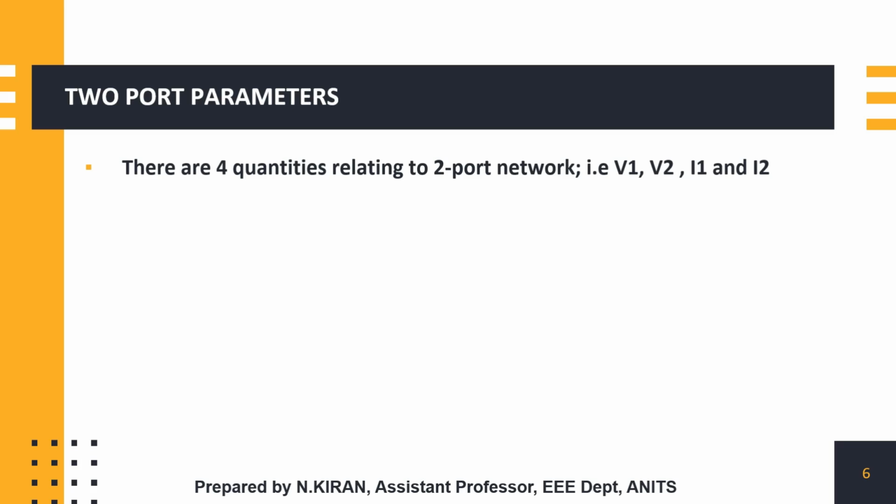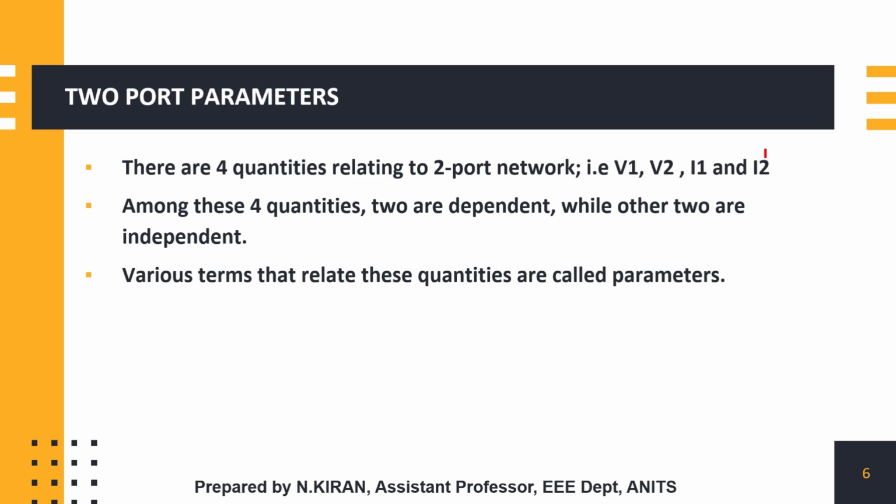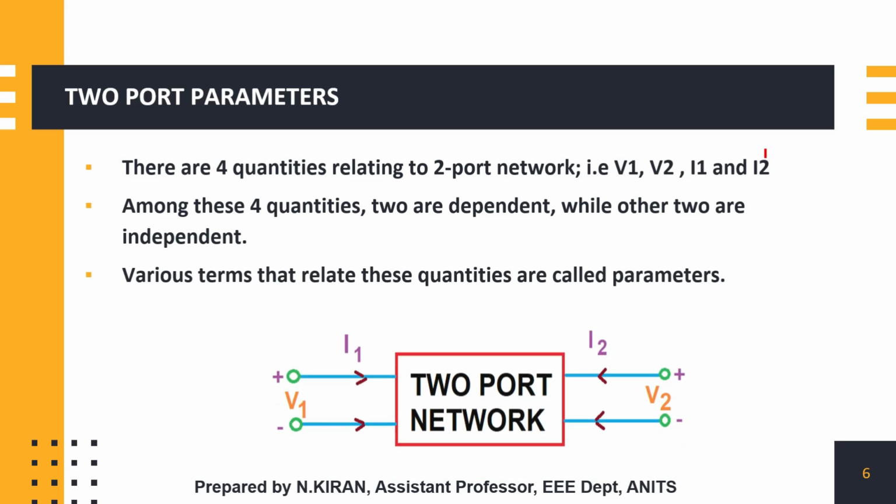So here we have four quantities relating to a two-port network, that is V1, V2, I1 and I2. V1 indicates the voltage at the input port, V2 indicates the voltage at the output port. Similarly, I1 indicates the current in the input port and I2 indicates the current at the output port. Among these four quantities, always two quantities are dependent and the other two quantities are independent. The various terms that relate these four quantities are called parameters.